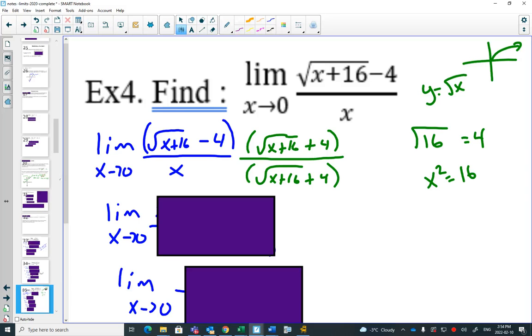X squared equals 16 is not the same kind of question as x equals the square root of 16. X equals the square root of 16, the answer is only positive 4. X squared equals 16, the answer is positive or negative 4. And when you square root both sides is when you have to add the positive or the negative. Good question.